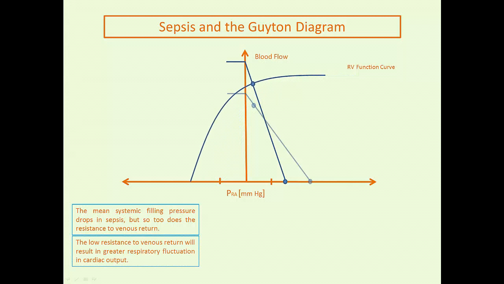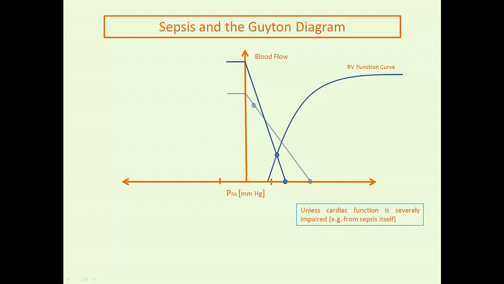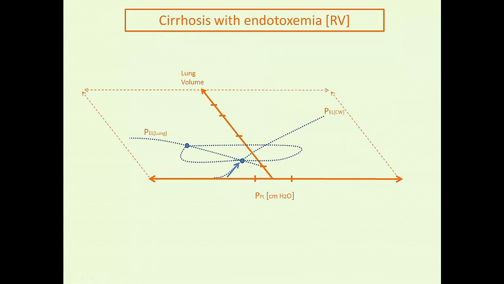And this low resistance for blood to return to the heart can result in very large fluctuations in right ventricular output during inspiration and then expiration, as I just showed you. But that will be mitigated if there's severely impaired cardiac function. So if this patient has a very poor right heart function, or cardiac function in general, if they inspire and then expire, that fluctuation in right ventricular output will be diminished.